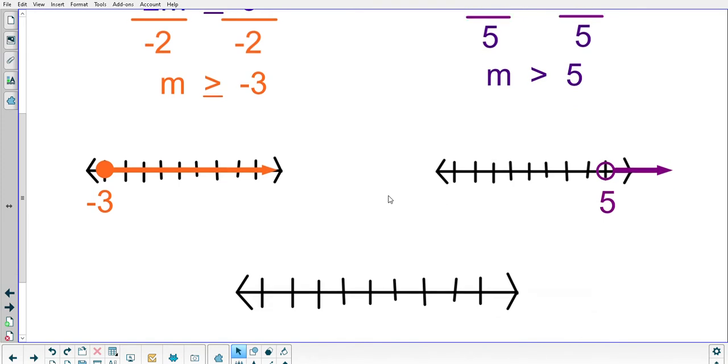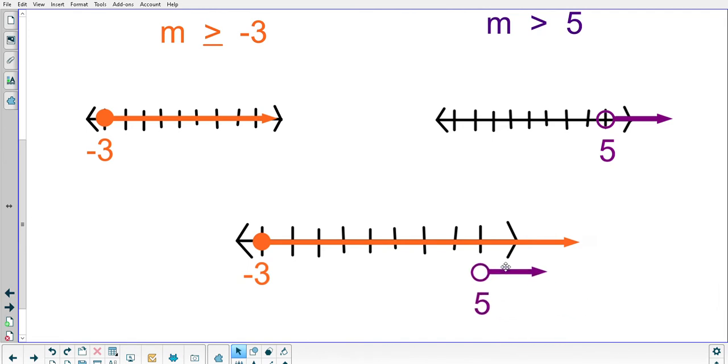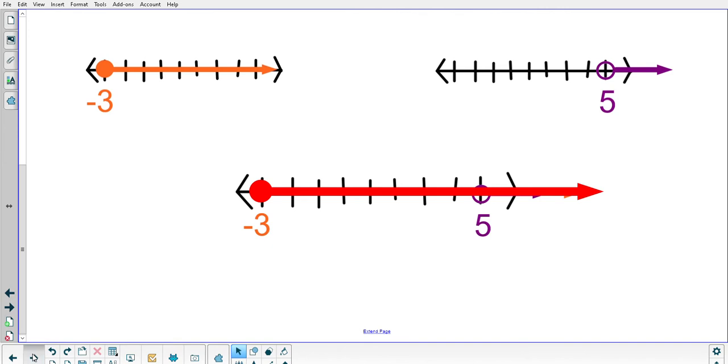But if we take a look at what this is going to look like when we graph it, when we graph the first one, m is greater than or equal to negative 3, this is what it looks like. When we put our graph of m is greater than 5, it looks like this. Now remember, this is the union of those two graphs, so the union would be starting at negative 3 and including negative 3 and go all the way to the right. Anything greater than or equal to negative 3 would make this a true statement. Let's take a look at our next example.